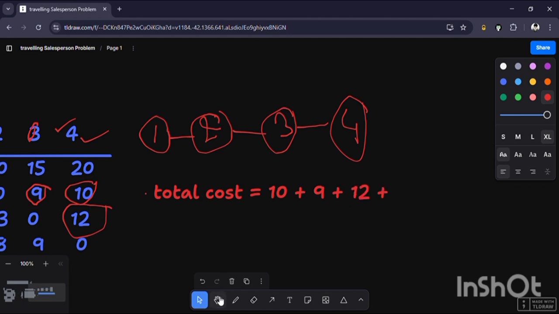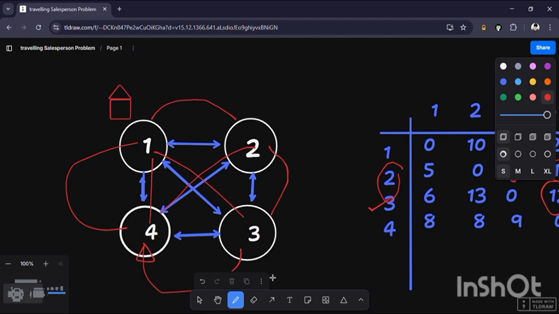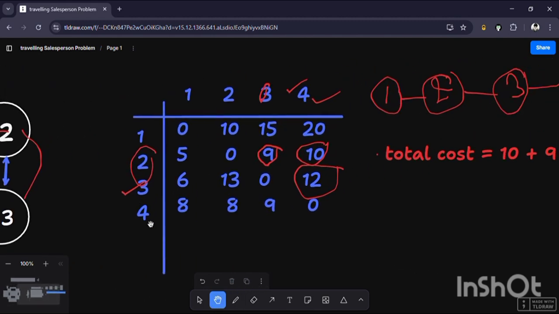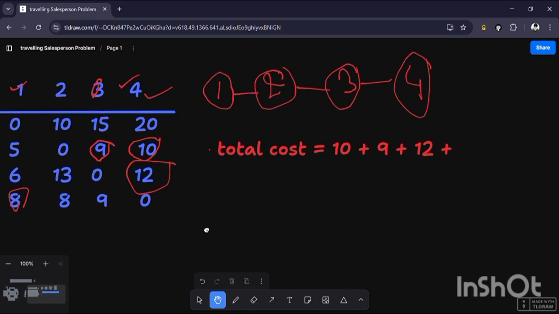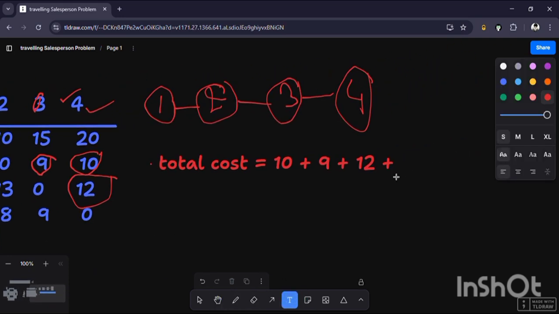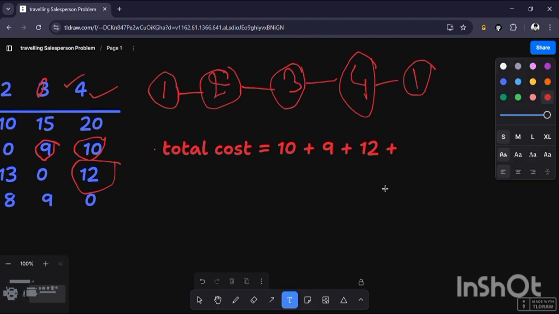Now from 4, he will obviously go back, because all the letters have been delivered to all the areas. Now he will go back to the post office. So from 4 he will go to 1, the post office. From 4 to 1, how much will it cost? It will cost him 8 rupees. Let me write the path here, and the cost from 4 to 1 is 8.